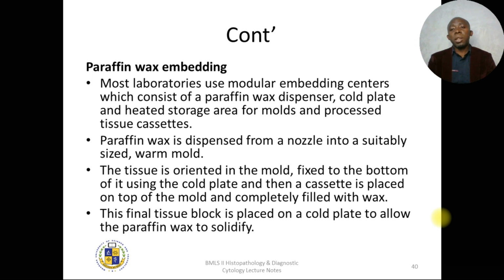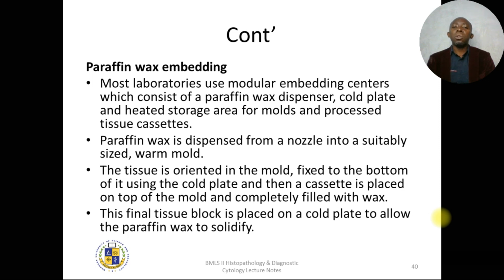So most laboratories use modular embedding centers, which consist of a paraffin wax dispenser, a cold plate, and a heat storage area for molds and processed tissue. We shall look at an image of this modular embedding center where all these sections are. Technology has made it possible to have all these three in one unit, where the molten wax dispenser is kept at a temperature about 2 to 4 degrees higher than its normal melting temperature, so that it can be easily dispensed in the mold.